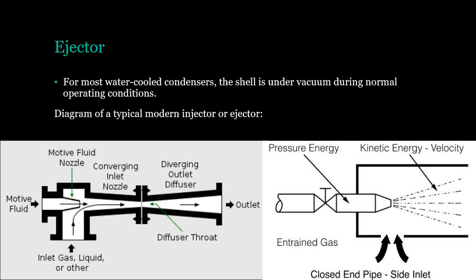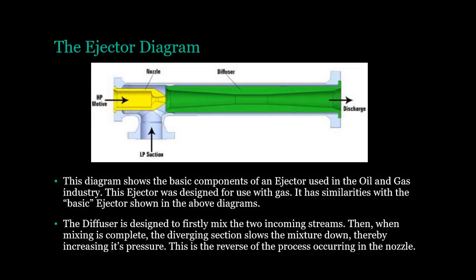Ejector. For most water-cooled condensers, the shell is under vacuum during normal operating conditions. Diagram of a typical modern injector or ejector. This diagram shows the basic components of an ejector used in the oil and gas industry. This ejector was designed for use with gas. It has similarities with the basic ejector shown in the above diagrams. The diffuser is designed to firstly mix the two incoming streams. Then, when mixing is complete, the diverging section slows the mixture down, thereby increasing its pressure. This is the reverse of the process occurring in the nozzle.